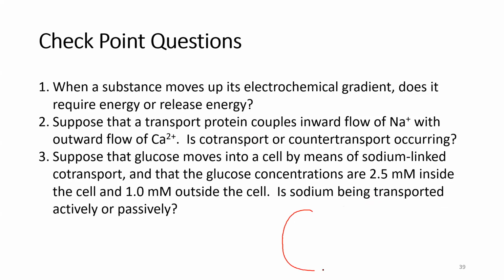So let's draw a cell here. We've got a cell, right? We've got sodium moving in. We've got this coupled to the movement of glucose also moving in. And then they've gone ahead and given us the glucose concentrations, right? Which is really important to figuring out how glucose is moving first. And then we can figure out how sodium is moving. So if glucose is at a higher concentration inside the cell and a lower concentration outside the cell, is glucose moving actively or passively here?